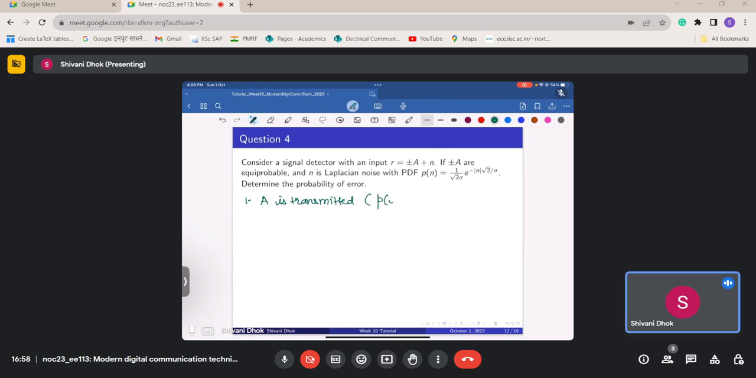That means we need to find the probability of R given A. What we receive is R equal to A plus N, which means that N is equal to R minus A. Therefore, the PDF of R given A is equal to the PDF of the noise evaluated at R minus A. Now the PDF of noise is given as this, so this is equal to 1 upon root 2 sigma e power minus magnitude of R minus A times root 2 by sigma. So this is the PDF of R given A.